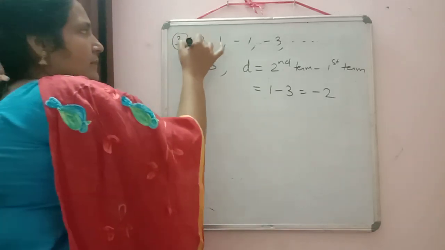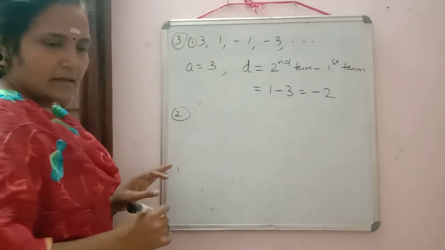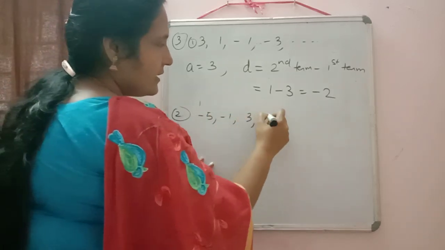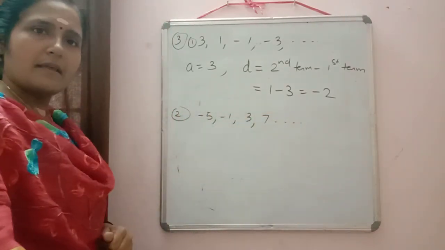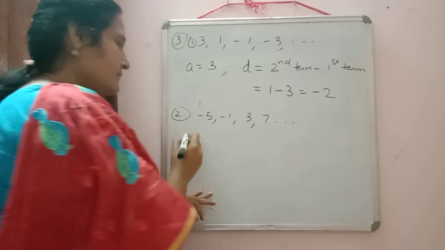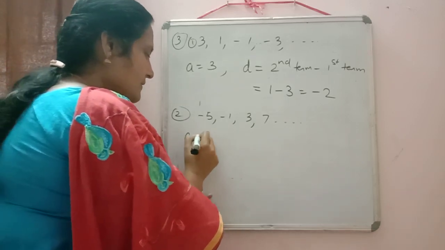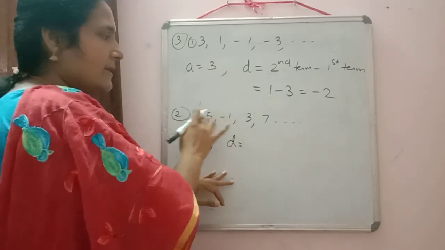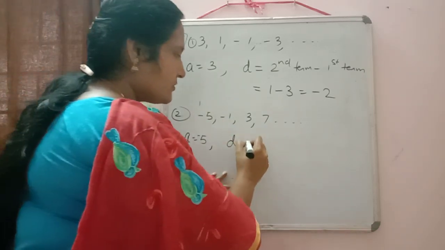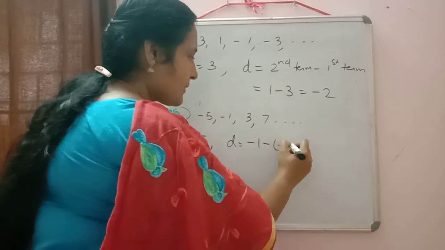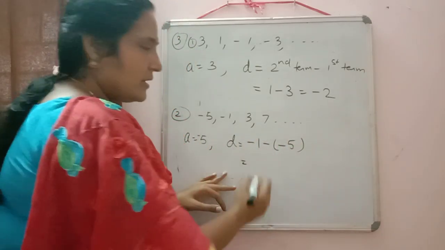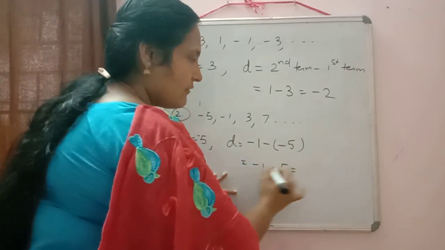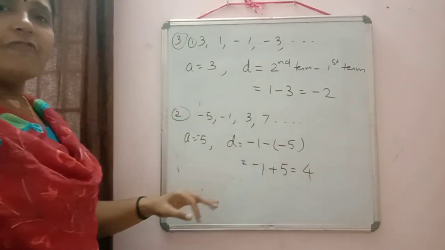So next one, minus 5, minus 1, 3, 7, etc. First term is, yes, first term is minus 5. Common difference D is equal to second term minus first term. So minus 1 minus minus 5. That will be equal to minus 1, minus into minus plus. So 5 minus 1 is equal to 4.